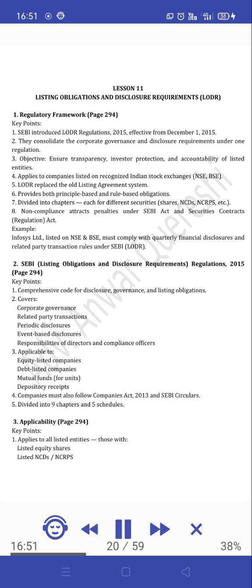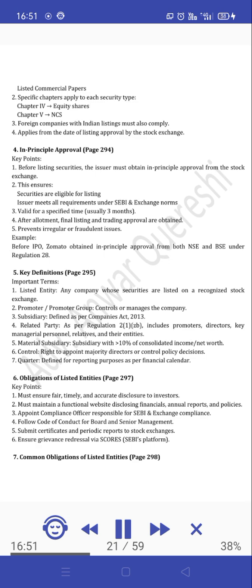3. Applicability, page 294. Key points. 1. Applies to all listed entities: those with listed equity shares, listed NCDs and NCRPS, listed commercial papers. 2. Specific chapters apply to each security type. Chapter 4 for equity shares. Chapter 5 for NCS.